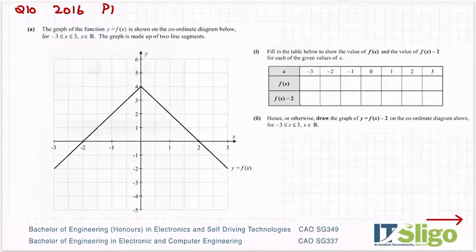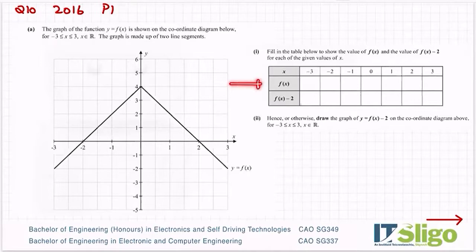The graph is made up of 2 line segments, so that means just 2 parts of line. So instead of one continuing on forever, it's another line segment or part of a line. That's what a line segment is. So fill in the table below to show the value of f of x and the value of f of x minus 2 for each of the given values of x.